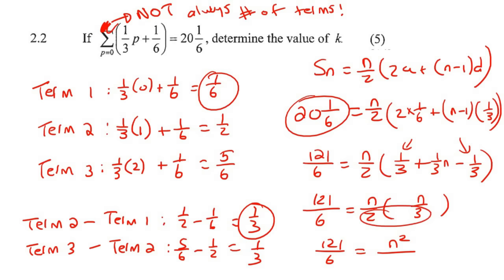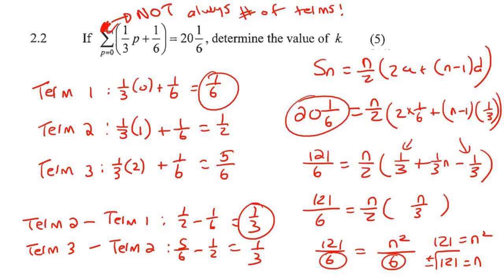Now, because these 6s are the same, we can just cancel them. So we end up with 121 is equal to n squared. Now, this is actually quite a good question. So to get n by itself, you would say plus minus the square root of 121. And so n would be plus or minus 11.